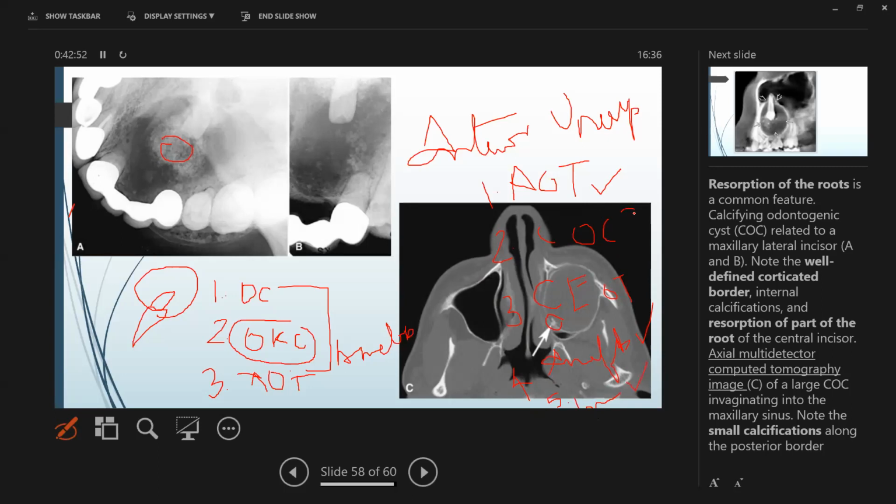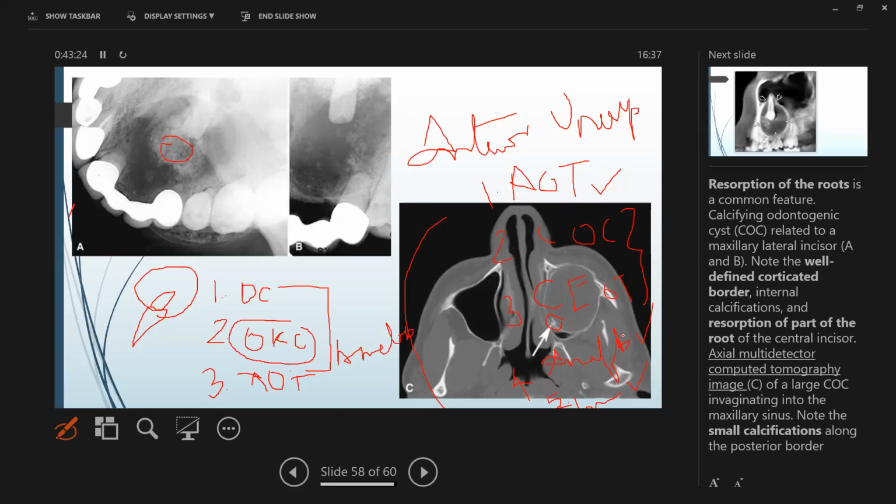If it occurs in older individuals with calcifications, ameloblastic fibroma is also calcified, but unicystic ameloblastoma is not calcified. So if it is not with calcifications, then you can directly go for unicystic ameloblastoma or AOT. But if there are calcifications, you can give the first three to four: the adenomatoid odontogenic tumor, because it most commonly occurs in younger individuals. Then you have the ameloblastic fibroma.